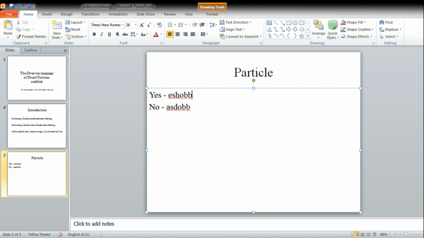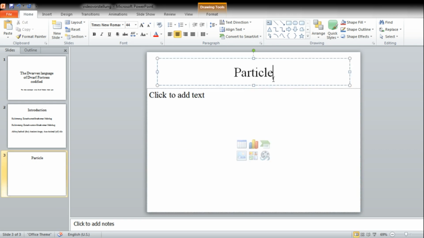I guess you could put this ob ending on other words to make them particles, but I don't really know why that would be necessary. And if you're wondering why it's eshob and asdob, they come from eshon, which means good, and asdos, which means bad. So it's the good particle and the bad particle. Esholp, astolp. Yes and no. And that's it. That's particles. You don't need to know any more particles.